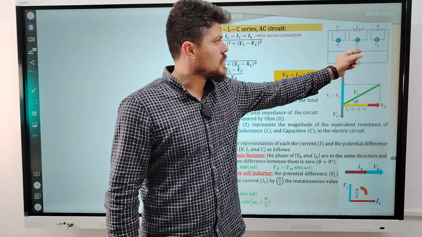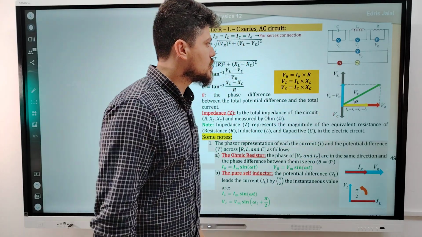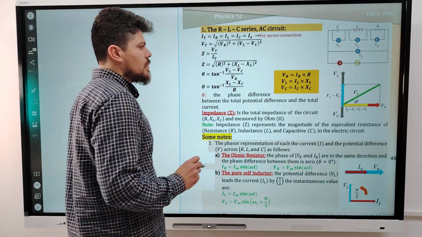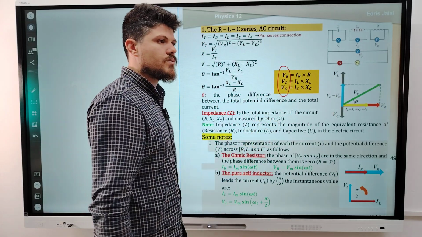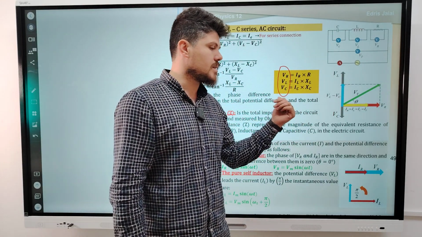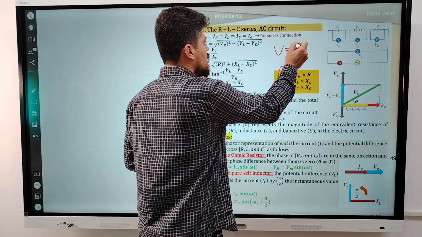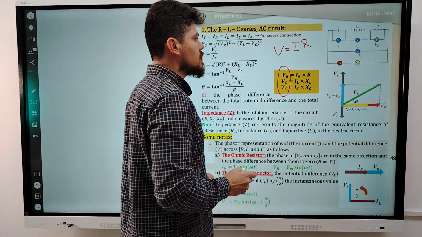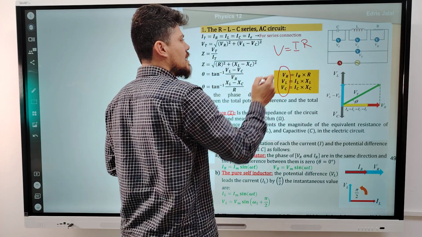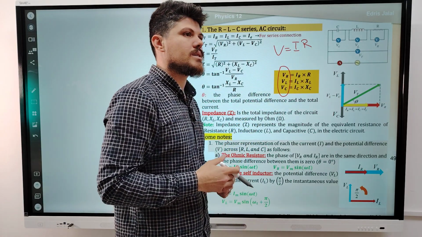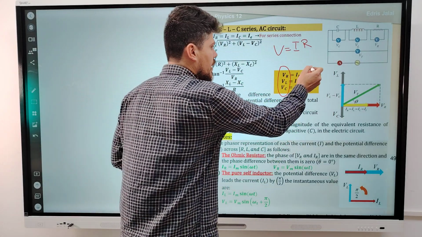This is the potential difference across the source, which should be connected in parallel, and the ammeter should be connected in a series connection. So one note here: according to Ohm's law, you can find the magnitude of the potential difference across each of the resistance, inductance, and capacitance. As you know, V is equal to what? V is equal to IR according to Ohm's law. VR is equal to IR times R. VL is IL times XL. Instead of resistance, we have XL, the inductive impedance. VC is IC times XC.